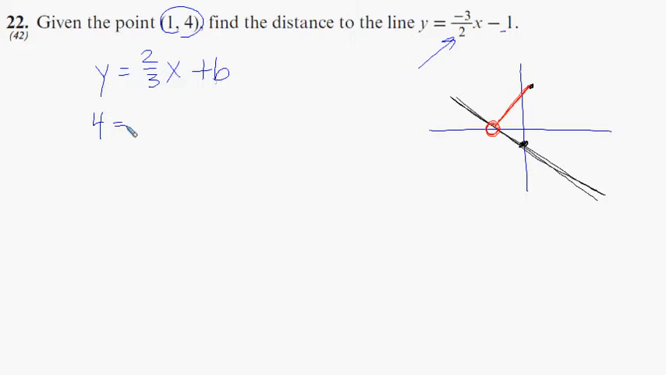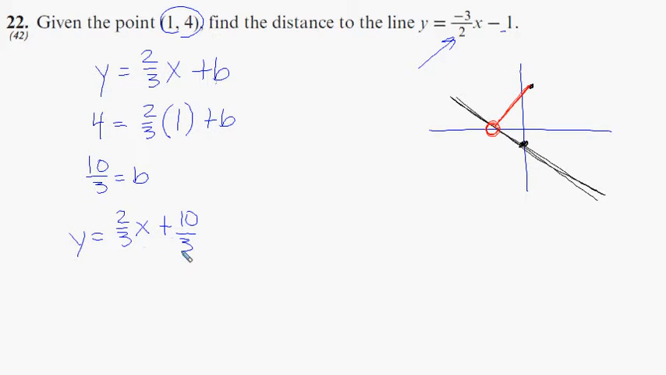We're going to use this point to help us find that new y-intercept. So we have 4 = 2/3 times 1 + b. Bring this 2/3 over here. 4 minus 2/3 is going to be 10/3, I believe. So we have 10/3 = b. Now our new equation is y = 2/3 x + 10/3.